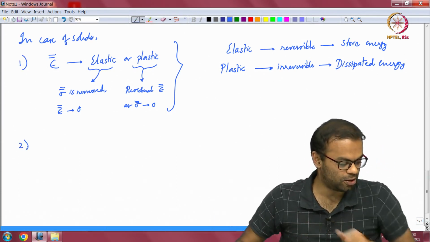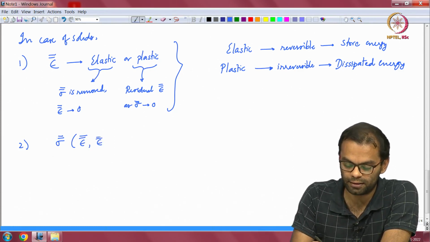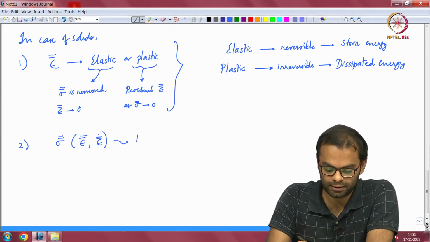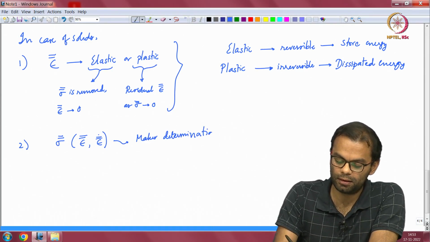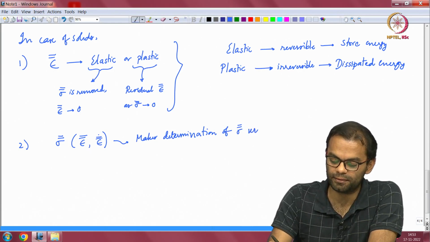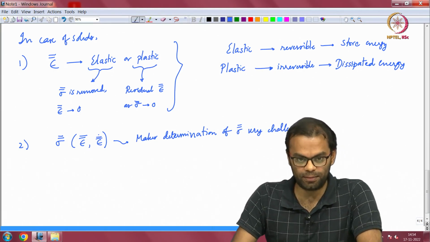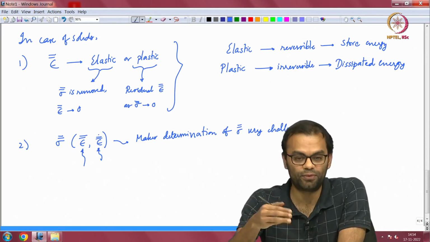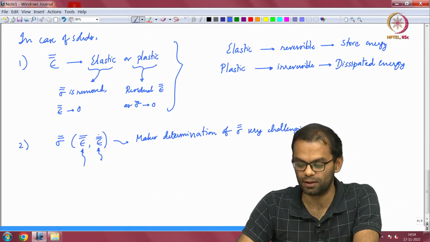In addition to this, there is an additional complication, which is that the stress can also be a function not just of the strain, but also of the strain rate, okay. So, this makes determination of sigma very challenging, okay. So, even if you can get information about the kinematics from either the strain or the strain rate field, it makes it very difficult for you to put that together and determine the stress. So, that is another challenge that you will have to put up with in the case of solids.